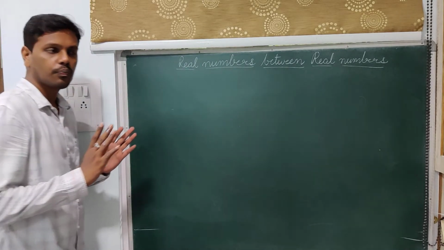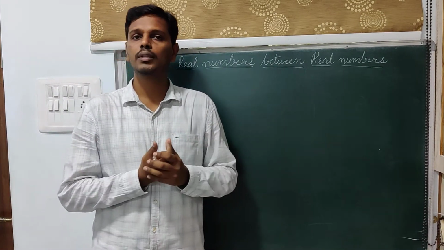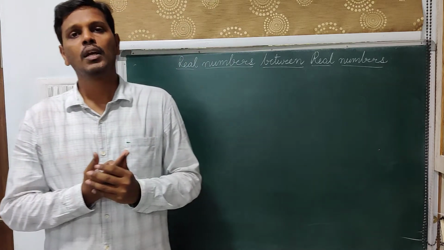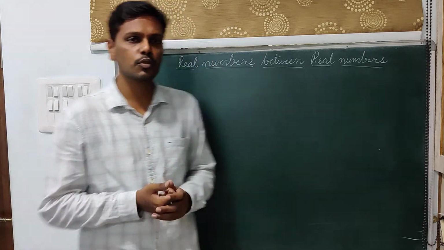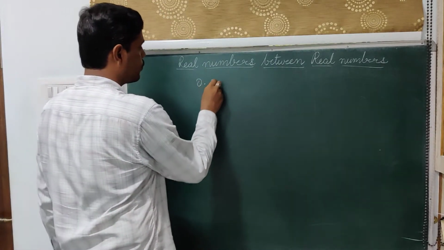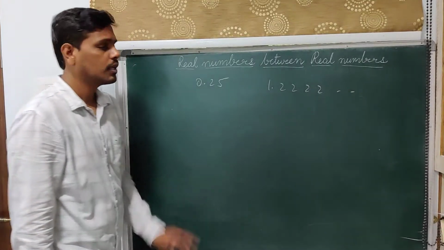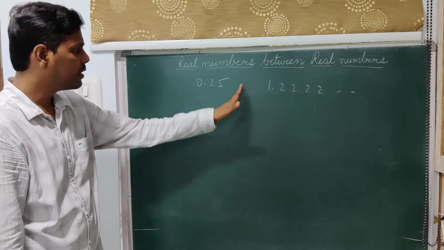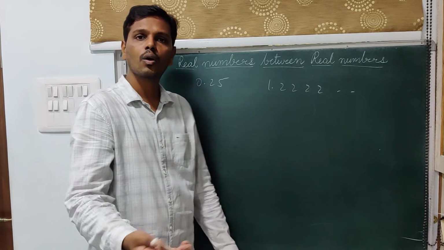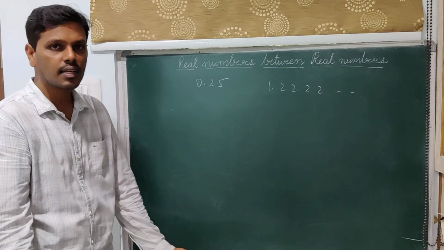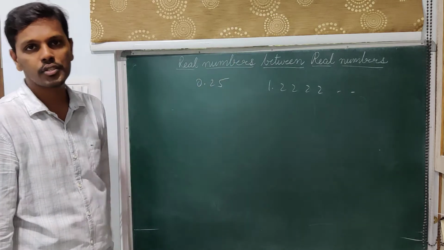So given any two rational numbers, when you are able to convert them into their corresponding decimal expansions, you can easily find some decimal numbers between those two given decimal expansions. For suppose 0.25 and 1.222 and so on. Now these are two rational numbers, and you can easily write rational numbers between these two. That is, any terminating decimal or a non-terminating repeating decimal is a rational number. So if you write any of them between these two, those come under your rational numbers.